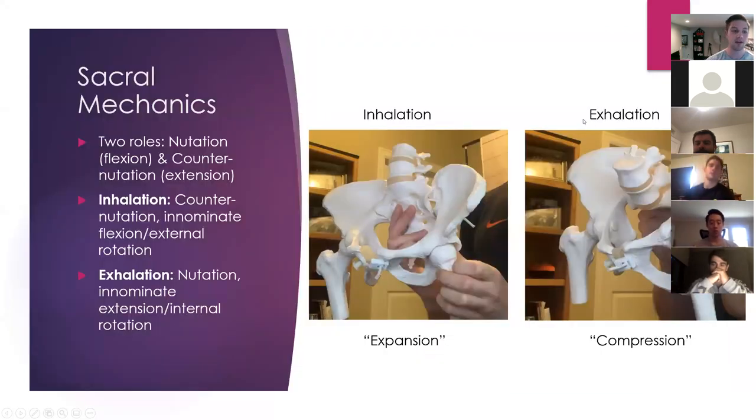In terms of the sacrum, it has two main roles. It can nutate and it can counter-nutate. So nutation is technically flexion of the sacrum. Counter-nutation is extension of the sacrum. Inhalation is going to be associated with that counter-nutation. The innominates are going to go into relative amounts of flexion, external rotation. Upon exhalation, it's the very opposite. We're going to see nutation and then extension, internal rotation. We all on the same page so far?